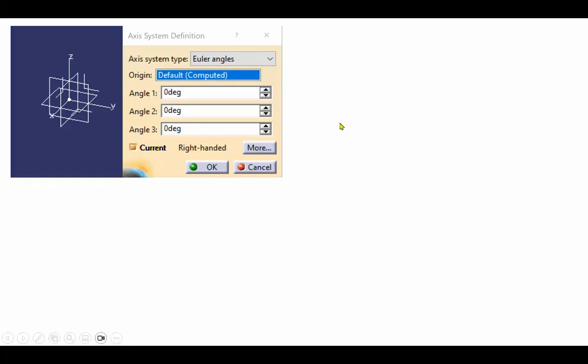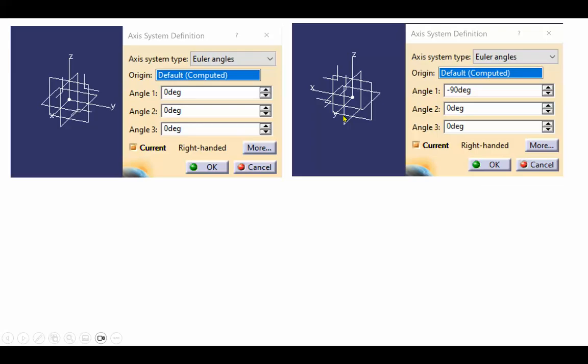It creates a global coordinate system, an axis system aligned with the global coordinate system, right here. Now, suppose I put a minus 90 for the z-axis, angle 1. What does that do? It goes to this axis system over here on the left. It rotates the system by minus 90 degrees.